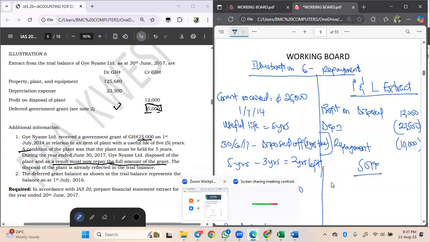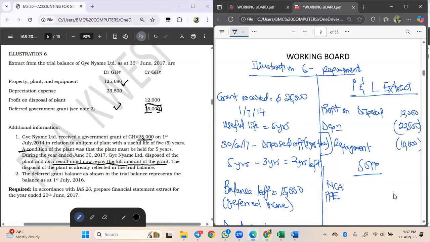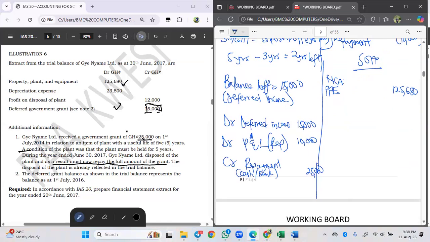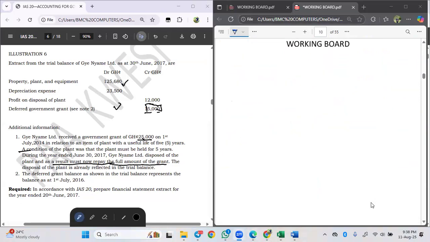Statement of financial position. Now, the non-current assets, PPE, what we have left is what? 125,680. 125,680. And this is at the end of this. So I guess they've already considered depreciation. They've already deducted depreciation. Okay. Please, are you okay with the repayment illustration 6? Are you okay? Yes, yes, yeah. Oh, we are okay.